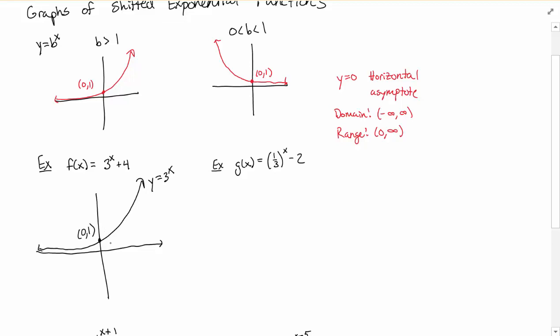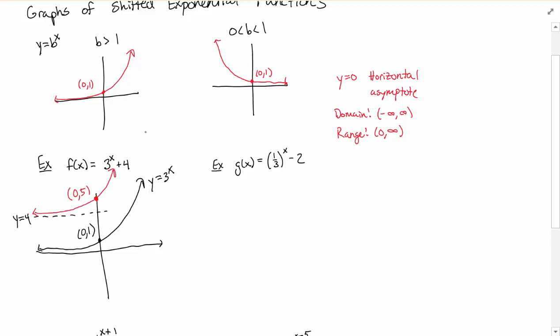Now that plus 4 is outside of the function, so I'm affecting y values. So it's going to do exactly what you think it's going to do. It's going to move this point up 4. So 1, 2, 3, 4 up here. It's now at (0, 5) because I added 4 to the y value. And previously, that horizontal asymptote had been at y is equal to 0. That's also moving up by 4. So here is y is equal to 4, and that's going to be my new horizontal asymptote that I'm going to get close to. So here's the graph that I want.